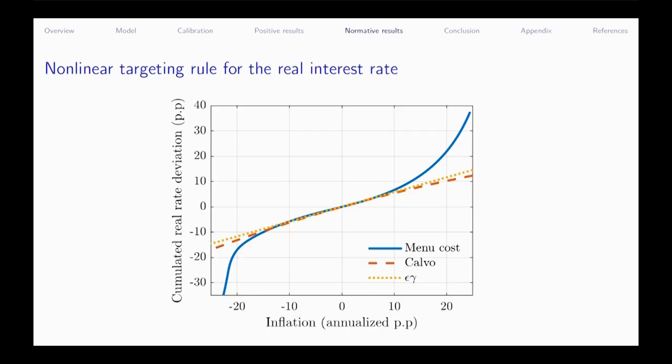Another way of seeing the nonlinearity is to plot the cumulative real rate deviation. So that's, if you wish, a summary statistic of the stance of monetary policy. So what real interest rates the central bank promises from now until the future. And you see that, again, as inflation increases, the central bank promises higher and higher real interest rates and delivers higher interest rates than it would in the Calvo model, which, again, is the dashed red line.